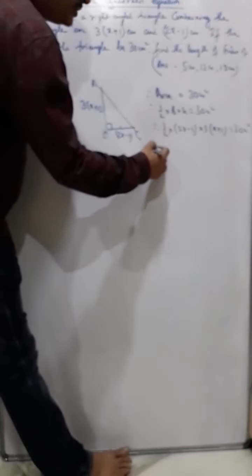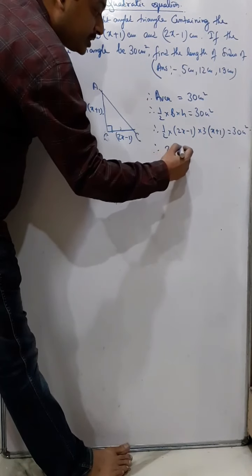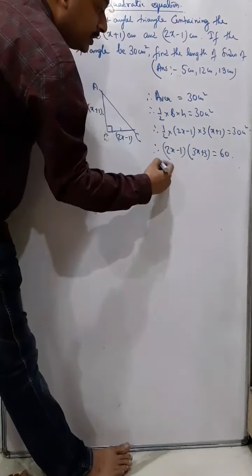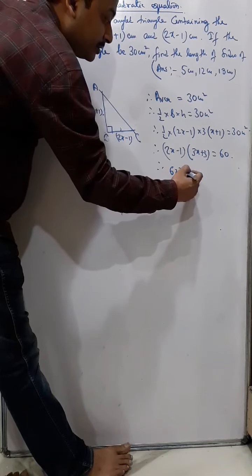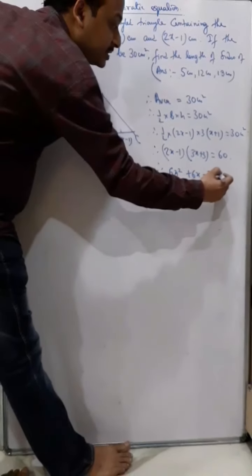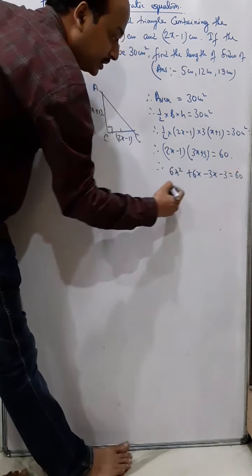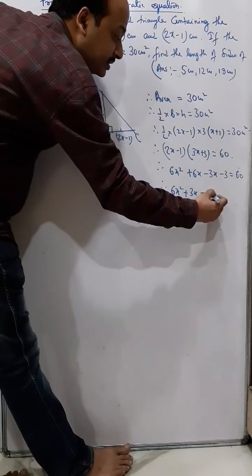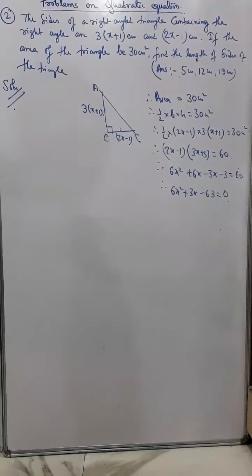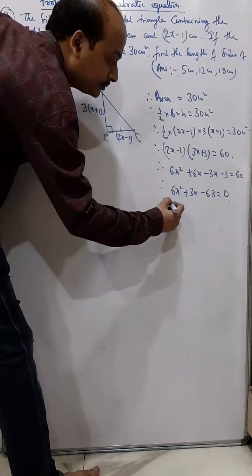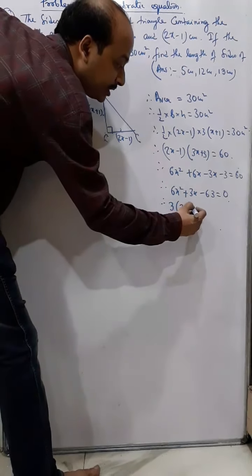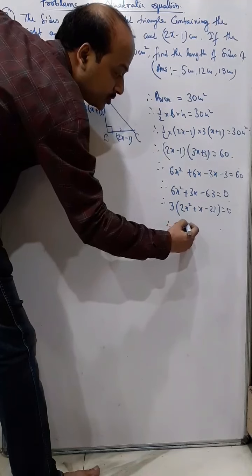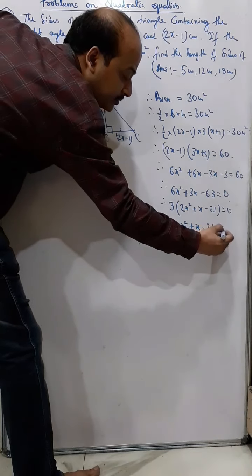Then you have to simplify this. The 2 goes there, so we can make this 2x minus 1 into 3x plus 3 equals 60. Then 6x square plus 6x minus 3x minus 3 equals 60. Therefore we got 6x square plus 3x minus 63 equals 0. Here also you can take 3 common, so we get 2x square plus x minus 21 equals 0.